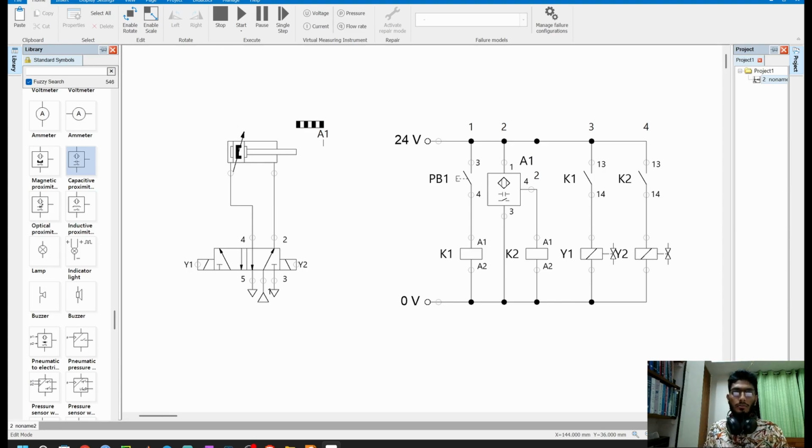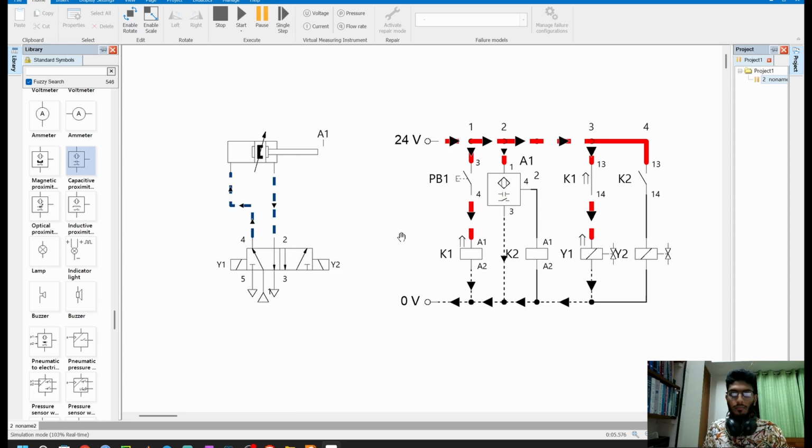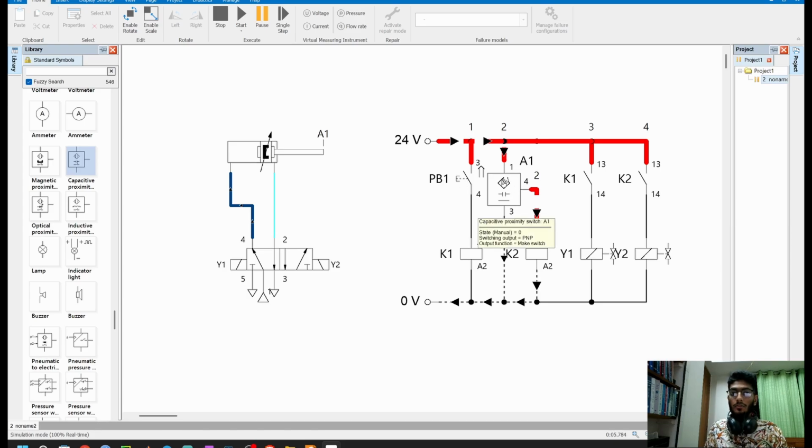Okay, now let's simulate. Let's go step by step. Pressing the PB1. K1 is closed, Y1 is energizing, the cylinder will extend. Okay. In A1 position, this proximity sensor will sense that and give a signal through this K2 coil. K2 energizes, this K2 will get closed, this Y2 energizes, the right side of this DCV will actuate and the cylinder will retract. See, it is happening.